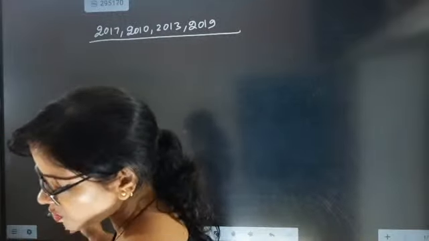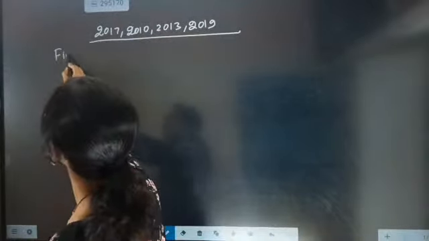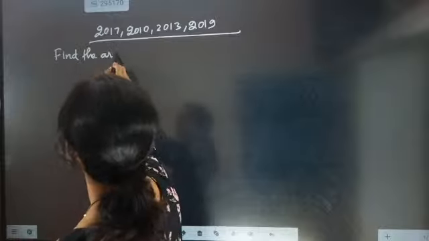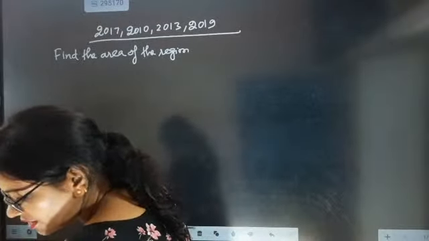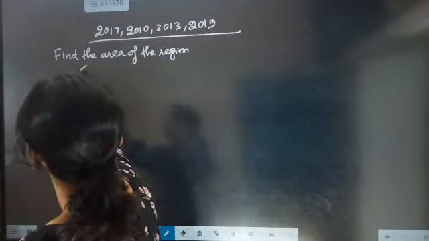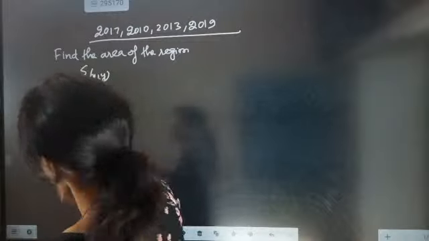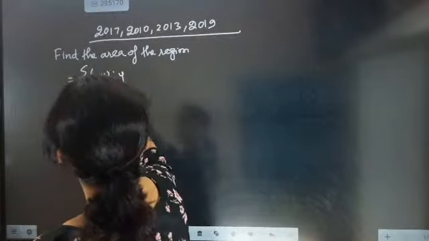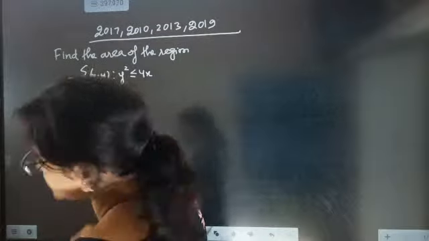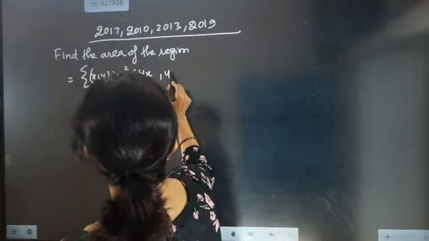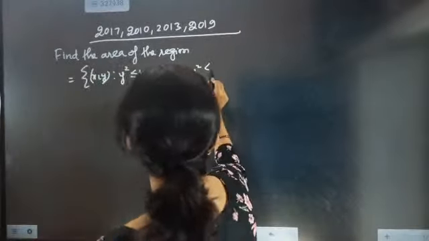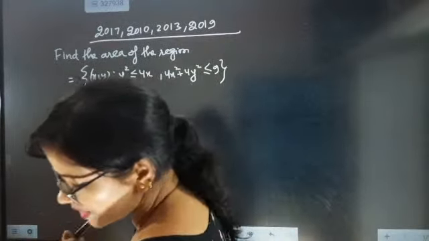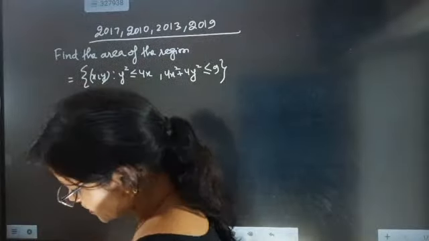Tell me quickly. So one time they are telling: find the area of the region {(x, y) such that y² ≤ 4x and 4x² + 4y² ≤ 9}. They have asked this question one time, and next time they changed the format of the question.